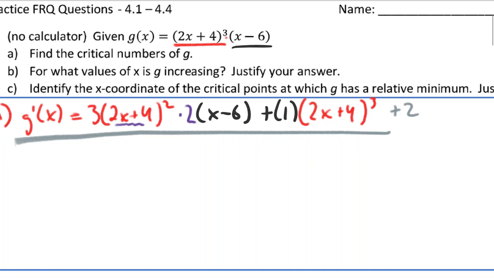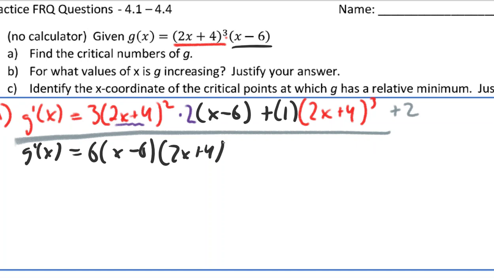Okay, we can simplify just a little bit here. We could say 3 times 2 is 6. I've got an x minus 6, and I've got 2x plus 4s. That's confusing me. And then plus, I've got 3 2x plus 4s.